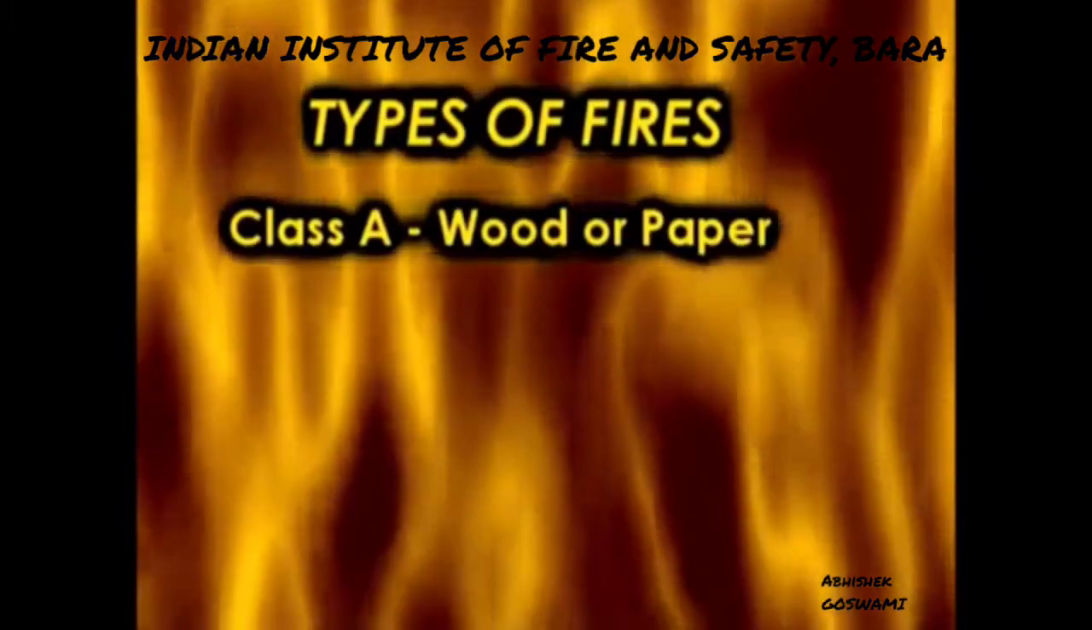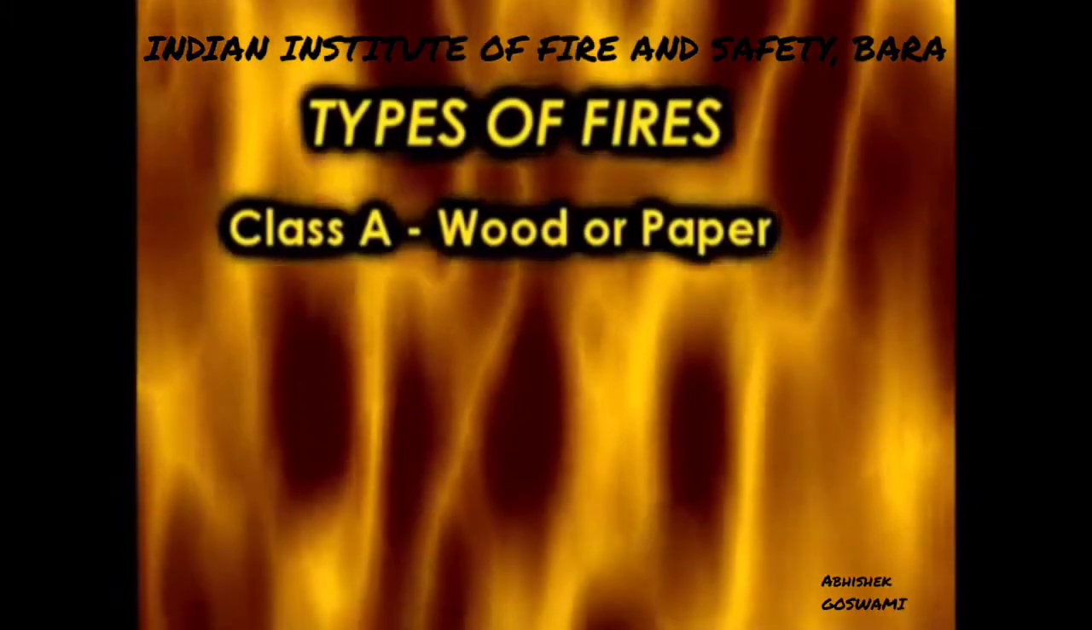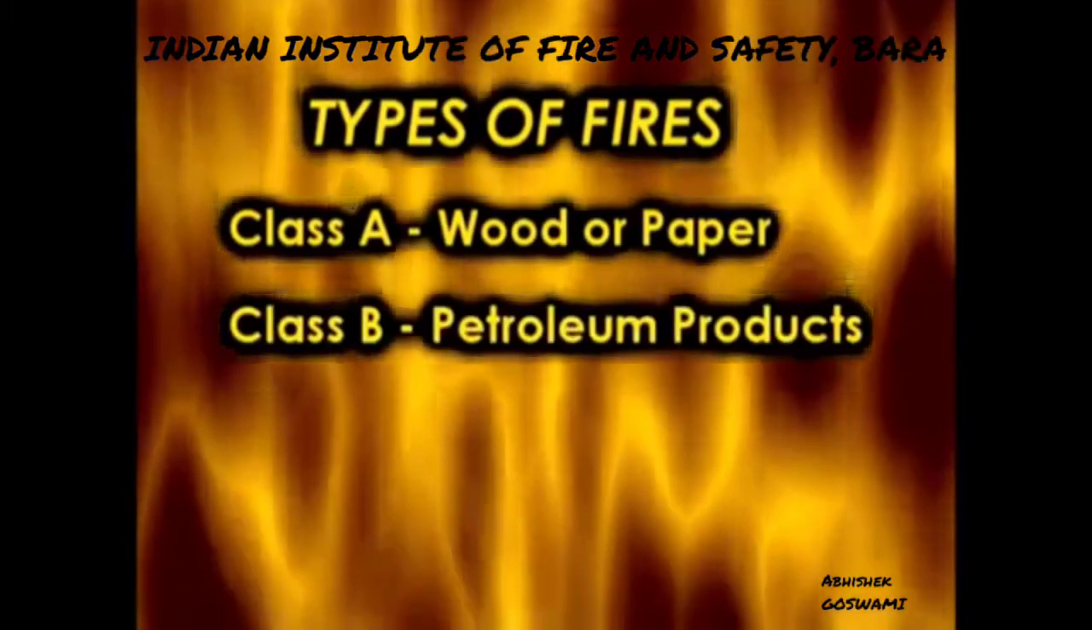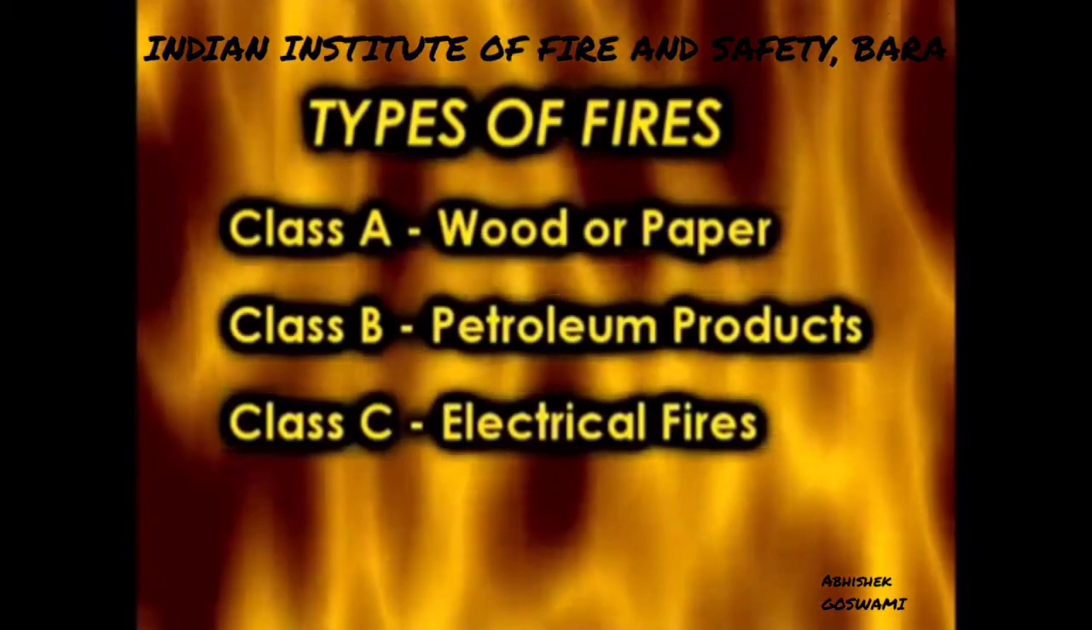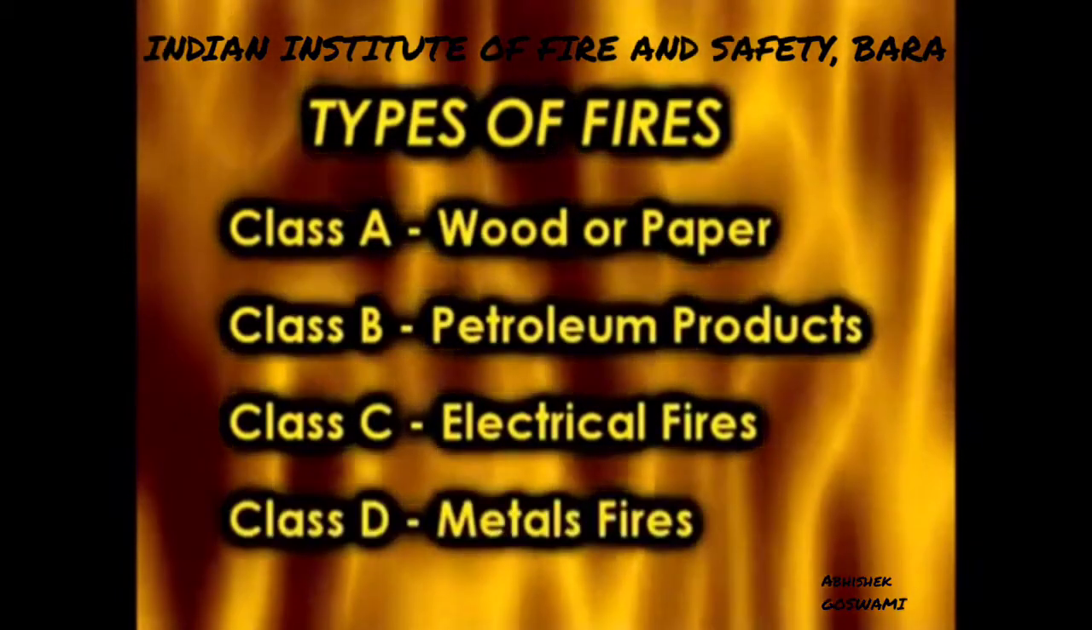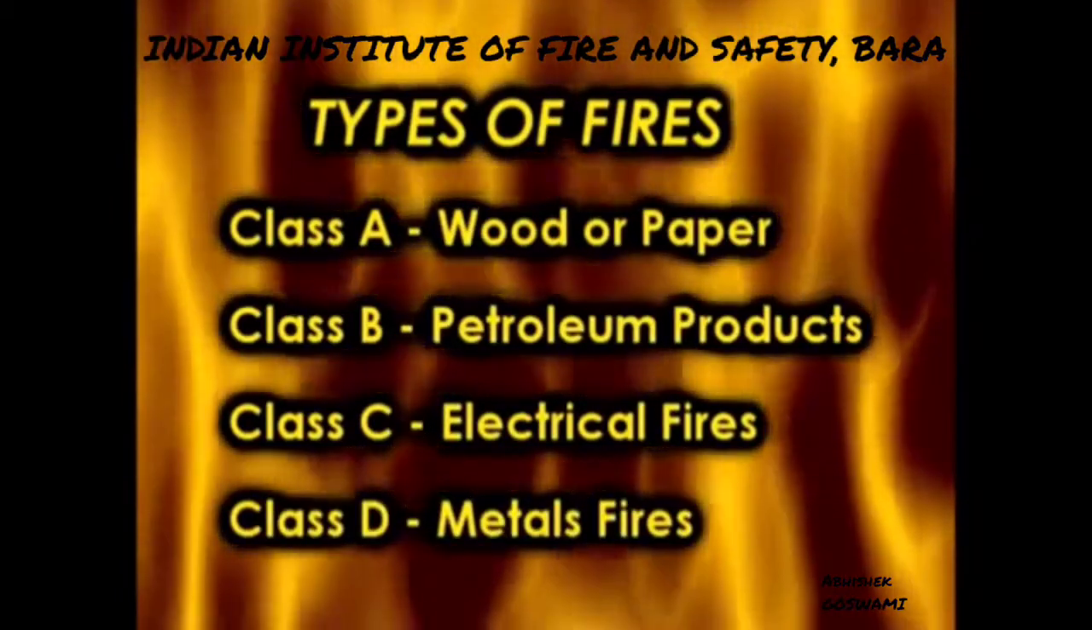Class A, for ordinary combustibles like wood or paper. Class B, for flammable liquids like petroleum products and solvents. Class C, for electrical fires. And Class D, for metals fires.